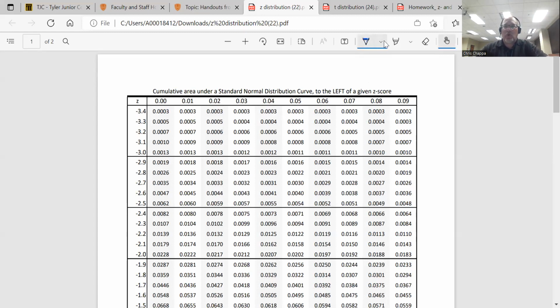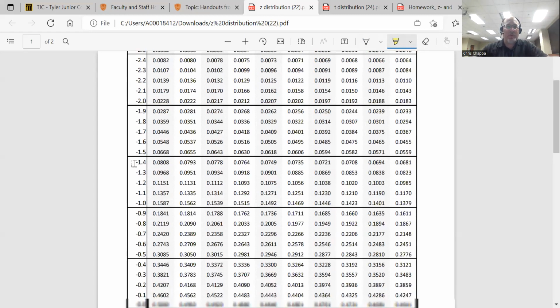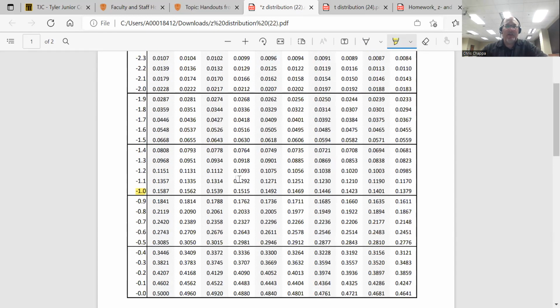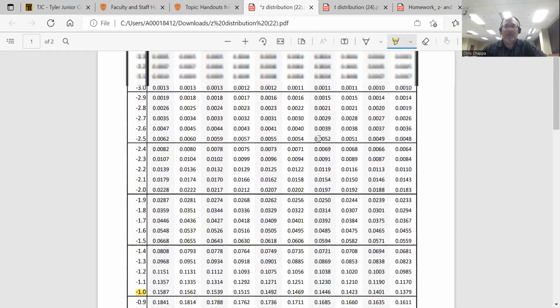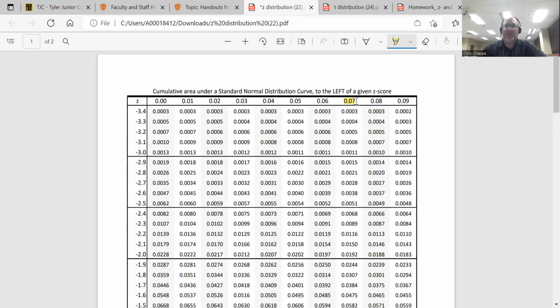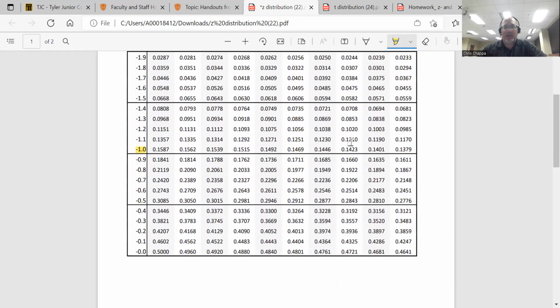To find a z-score, you first find the first two digits, negative 1.0 here, and then for the second decimal digit, you find the correct column. It was negative 1.07, so we need to see where the third from the last column intersects that given row, and it looks like it intersects right here at 0.1423.